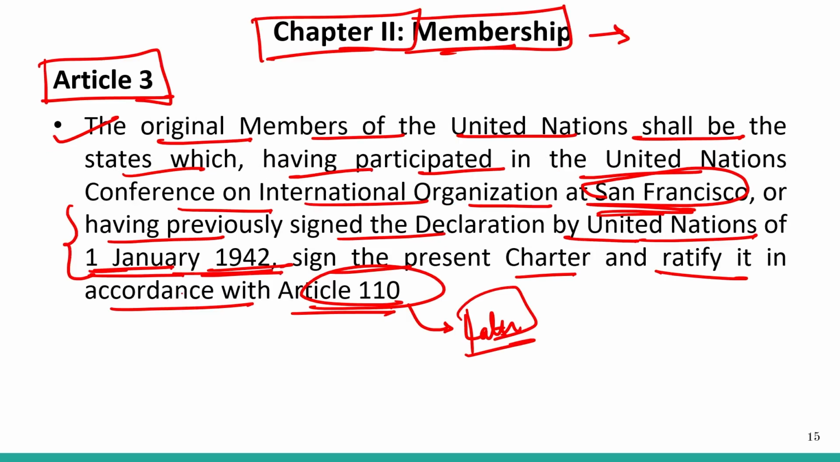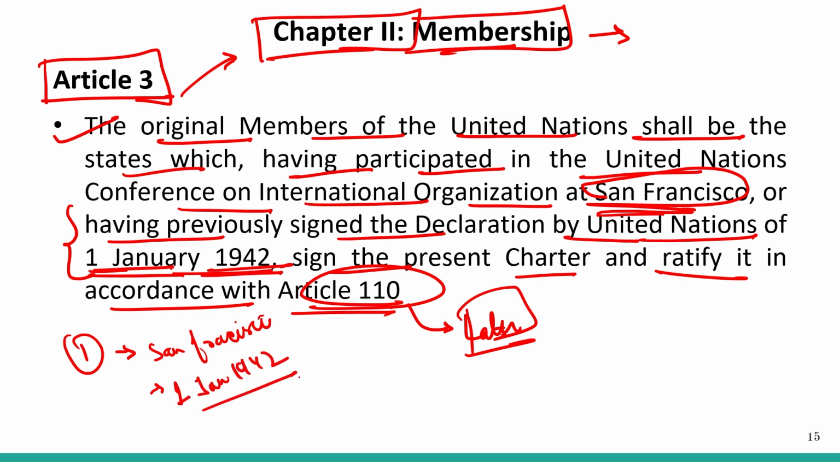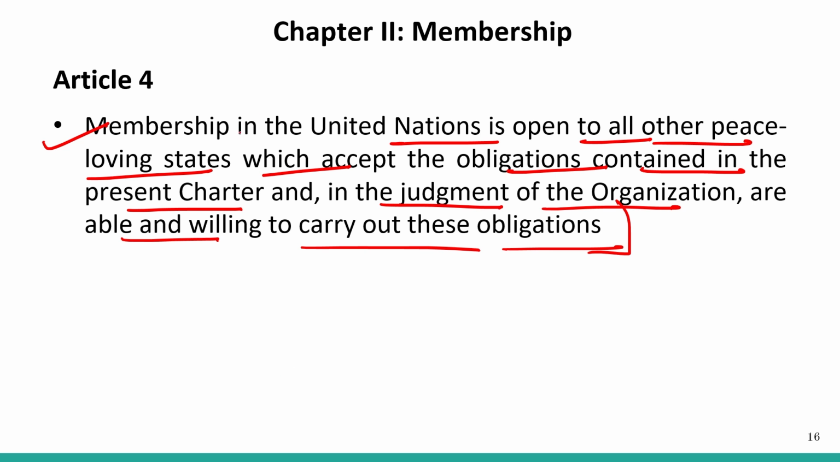So now again, if you talk about the initial articles of Chapter 2, which is talking about the membership, you can understand that if you want to be a member, the first thing is that you should have attended the conference held in San Francisco. Second, you have signed the Declaration by United Nations of 1st of January 1942 and have ratified the charter in accordance with Article 110. Apart from that, if membership is to be given to any nation, the first requisite is that it should be a peace-loving nation.